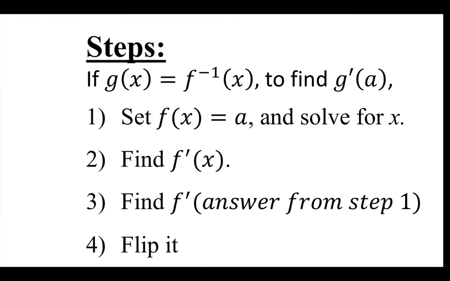First thing you're going to do is set f of x equal to that value and solve for x. That's the first thing you're going to do. The second thing you're going to do is find the derivative of this guy here. We know how to do that. And then you're going to find the answer of f prime at whatever answer you got here. And then the last step is the reciprocal, flip it. You're done. Okay. So let's look at the first one.